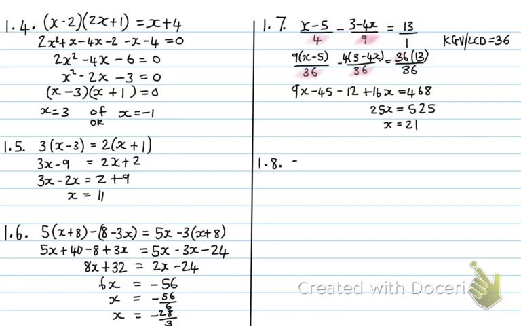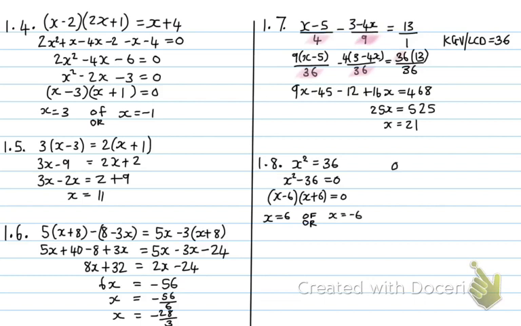Number 1.8, the last one. x squared is equal to 36. I identify that over here I have a quadratic equation. When I have a quadratic equation, I take everything to the left hand side so that the right hand side is equal to 0. So I have x squared minus 36 is equal to 0. Then I factorize that. It's a difference between two squares. So it's going to be (x minus 6)(x plus 6). Set them both equal to 0 separately. So it's going to be x is equal to 6 or x is equal to negative 6.